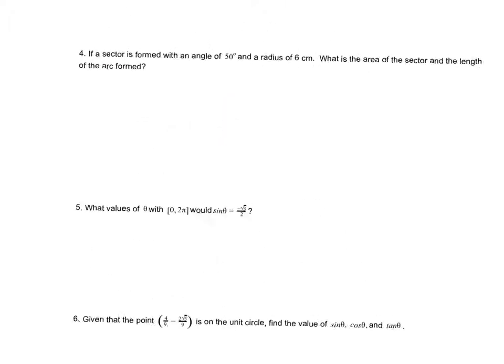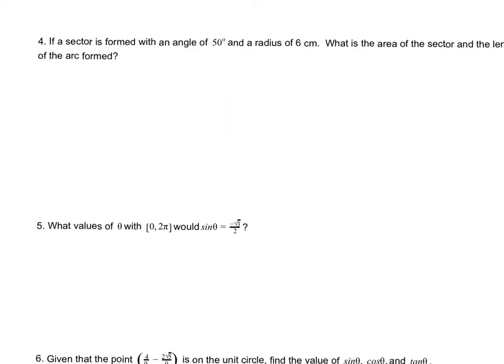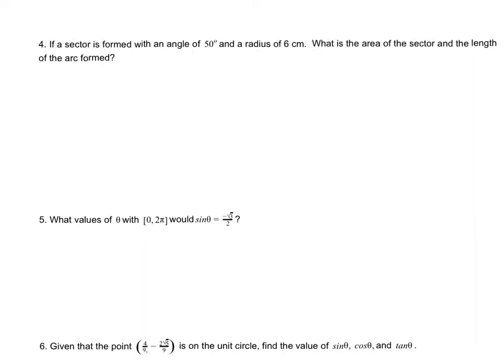So in the next example, we have a sector formed with an angle of 50 degrees and a radius of 6 centimeters, and we want to know the area of the sector and the length of the arc formed. So using our notes, we know the length of the arc is given by the formula r theta, and the area of our sector is 1/2 r squared theta.